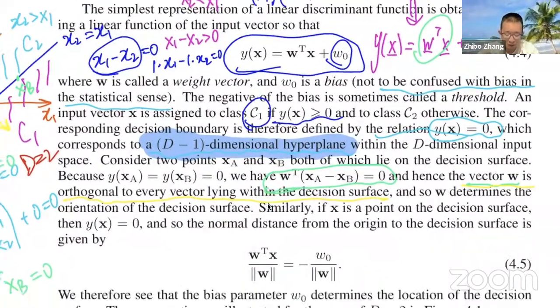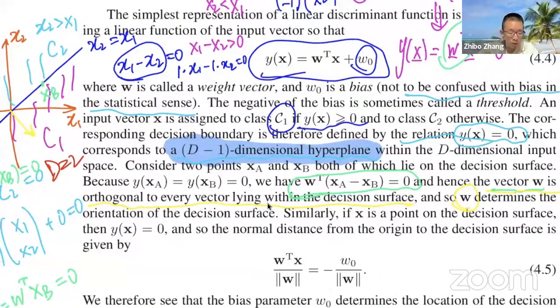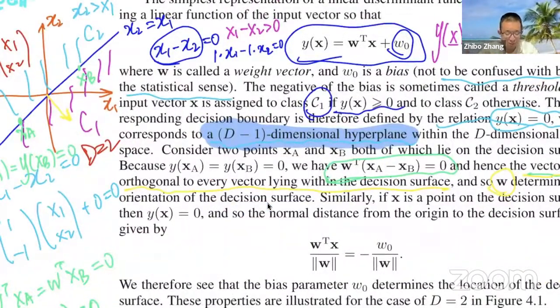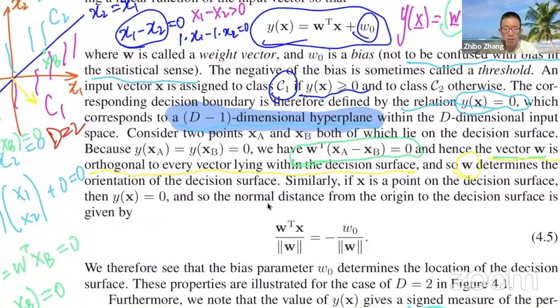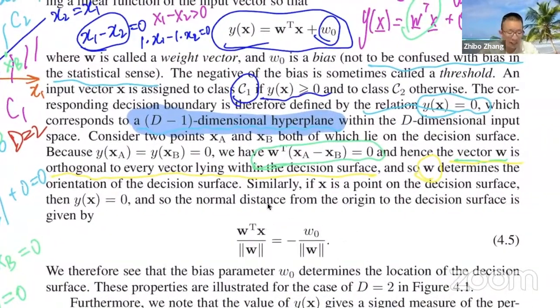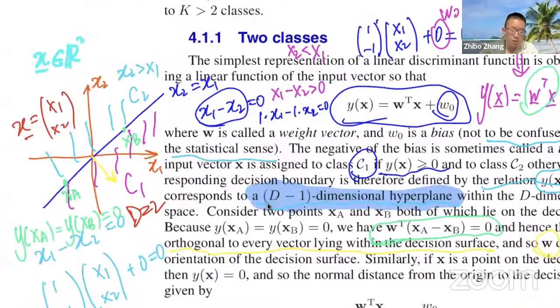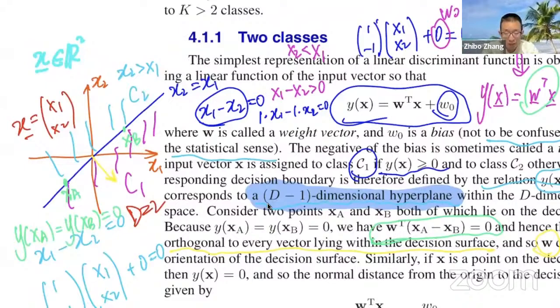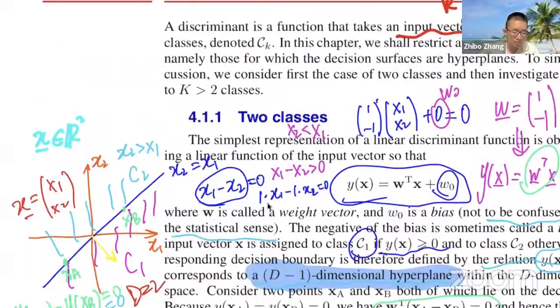So basically, W is always orthogonal to the decision boundary, or the decision surface. So it actually decides the orientation of the decision surface. Whenever W changes to something else, then the orientation of this decision surface is going to change. What does it mean?